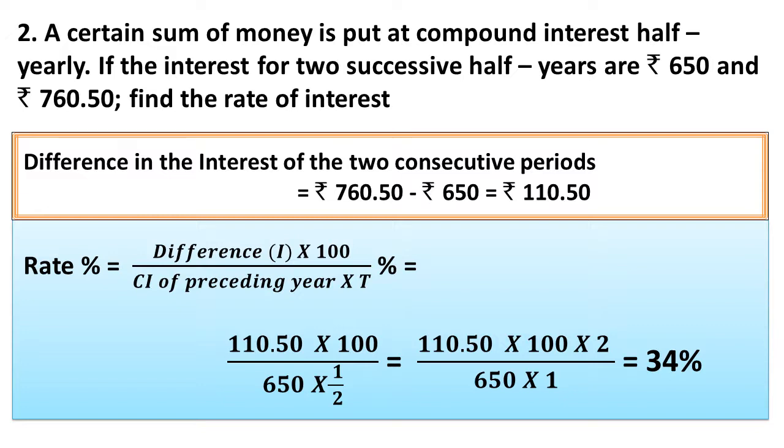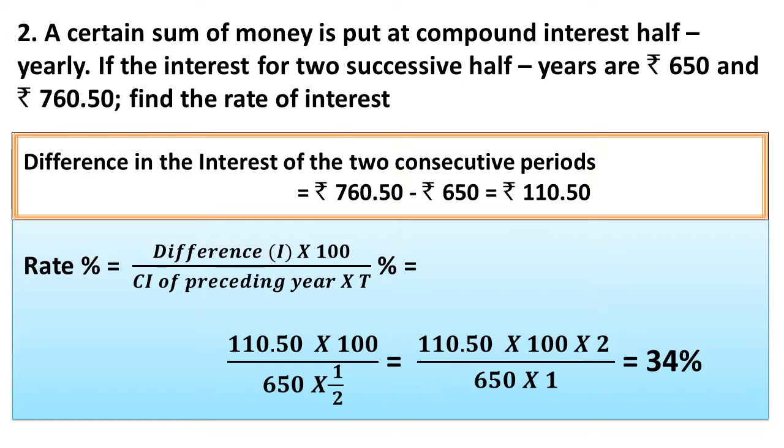Just observe the calculation. Difference is 110.50 into 100 whole divided by compound interest, which is rupees 650, and the term is half year. So in the next step, that 1 by 2 is written as 2 by 1. After simplification, rate of interest will be equal to 34%. So we have solved the problems on the first point, that is how to calculate the rate of interest when the compound interest of 2 consecutive years are given.